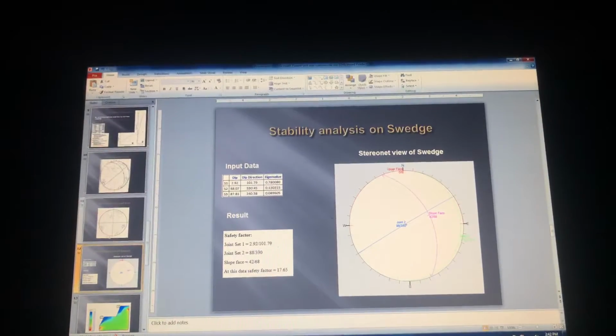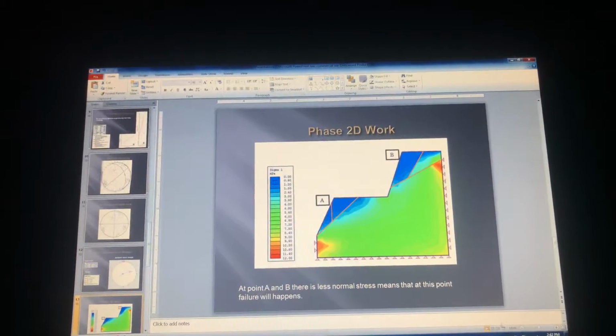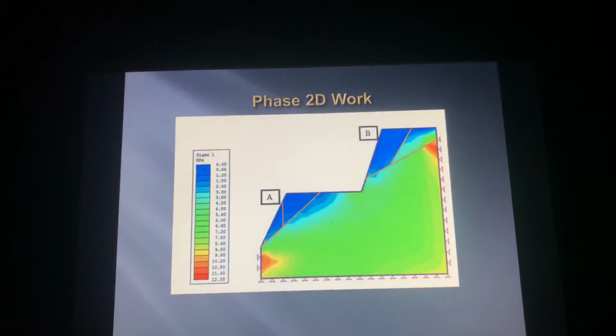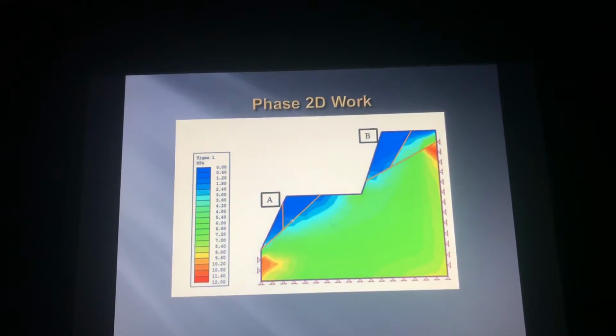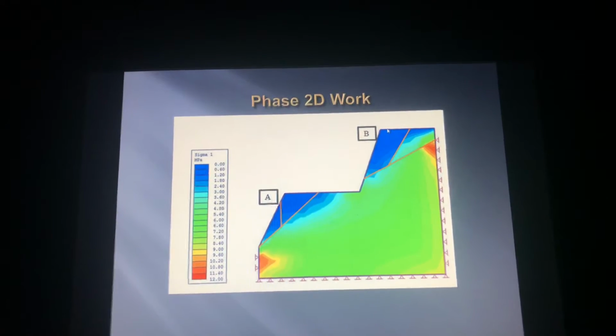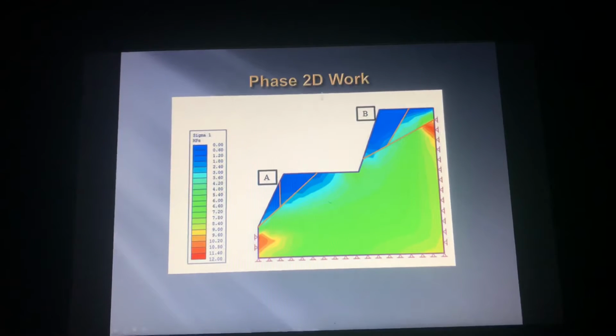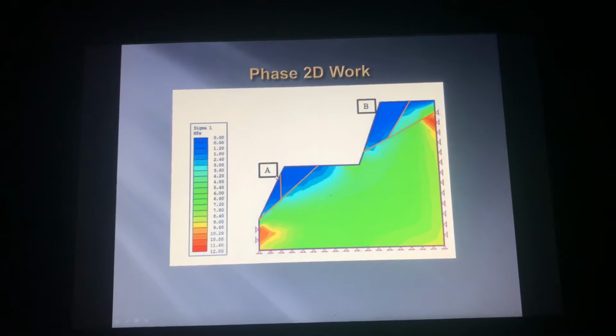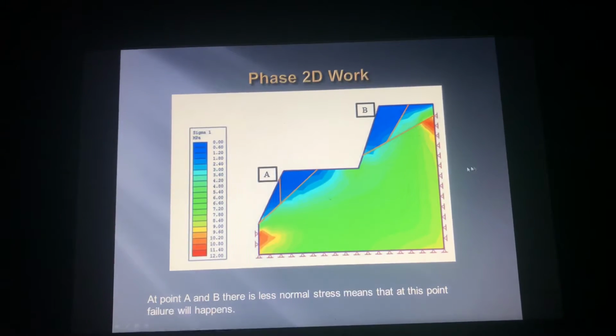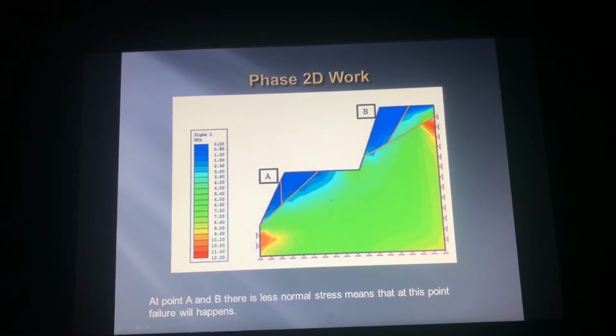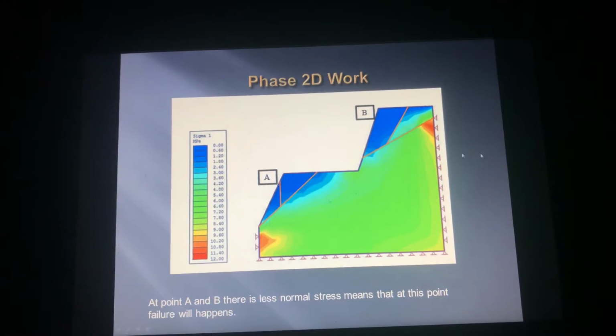Now move forward. This is our Phase2 2D work. In Phase2 work, we take the slope and put the joint sets on it, like A and B. The Phase2 analysis shows that if failure occurs, then it will occur on A or B, because at this point there is less normal stress.